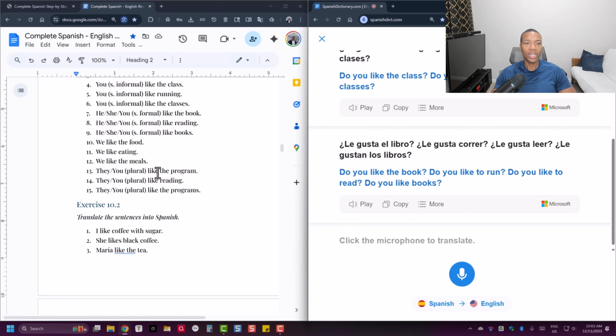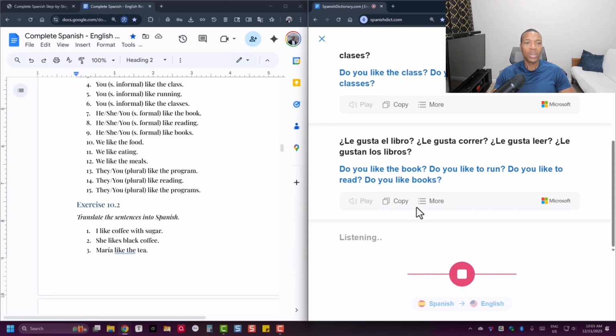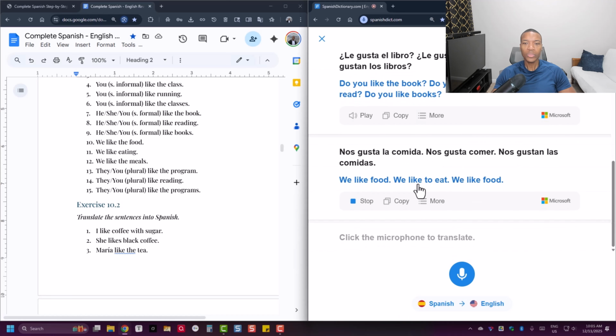We like eating. We like the meals. Nos gusta la comida. Nos gusta comer. Nos gustan las comidas. We like food. We like to eat. We like the meals. La cena. La comida.